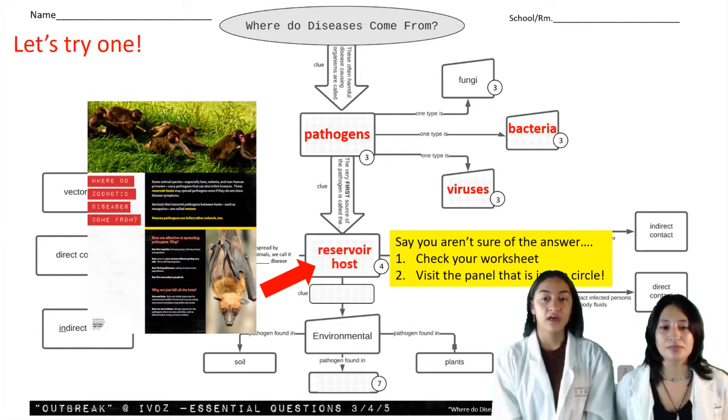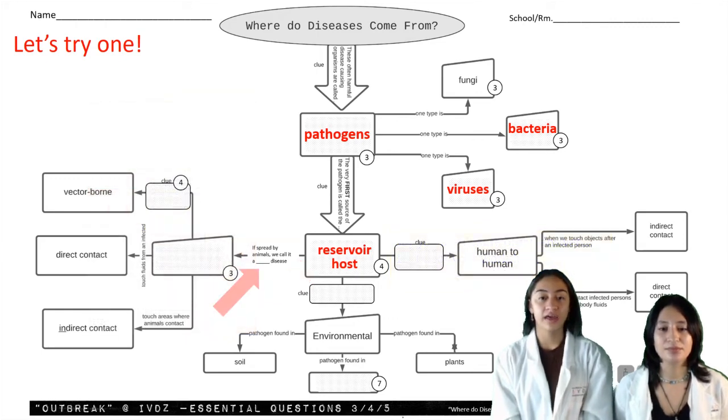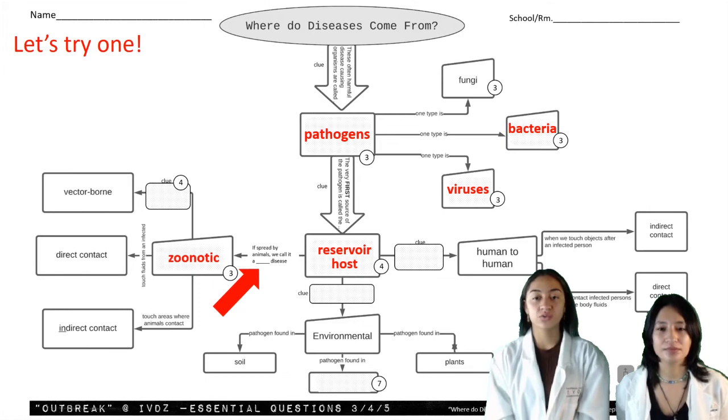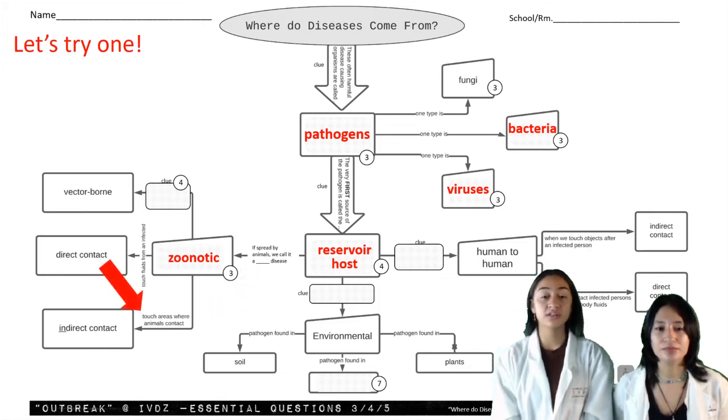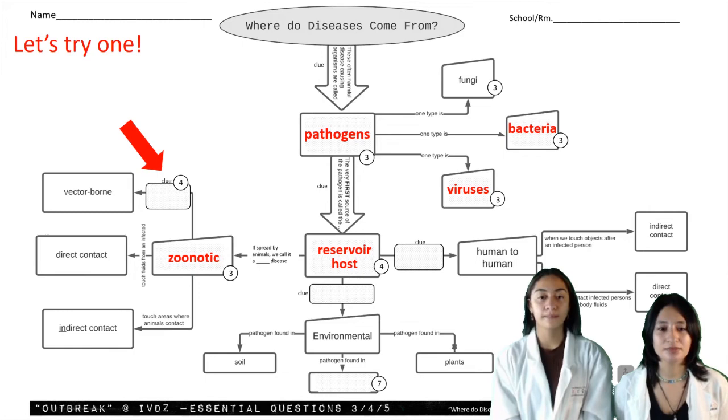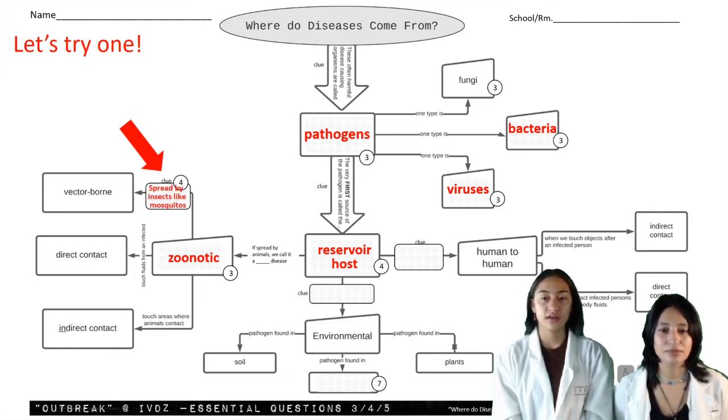Reservoir host. If spread by animals, we call it a blank disease. Zoonotic. If we touch areas where animals touch it, it is indirect contact. If we touch fluids from an infected animal, it is direct contact. How are vector-borne zoonotic diseases spread? Mosquitoes. Now we know animal spread is zoonotic.